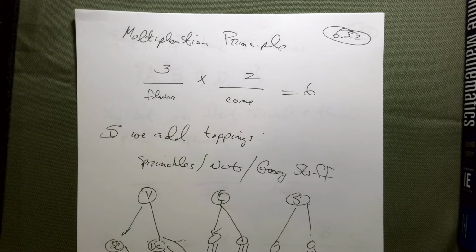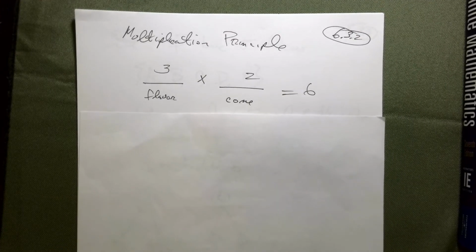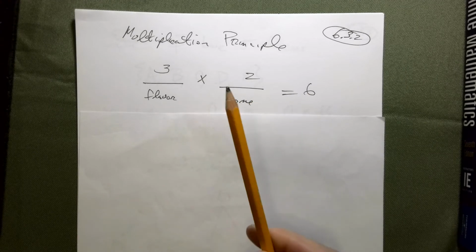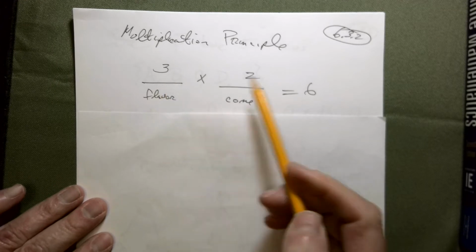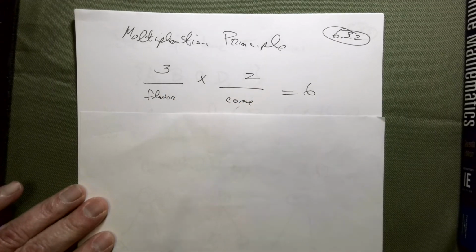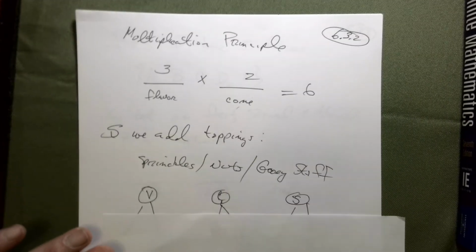And the idea is really very simple. It's called the multiplication principle. When you have independent objects that you're picking, you just multiply the number of choices that you have. So we had three flavors and two types of cone. 3 times 2 is 6.